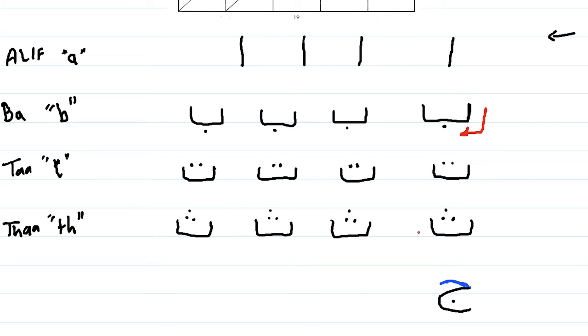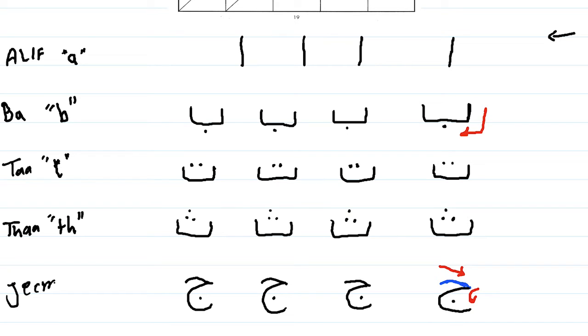See that? This shape, you start from the top of the line and then you do this like a C shape. Now you do it again in the middle. Like that. Jim. Like this. Jim. And it sounds like ja, j, j.